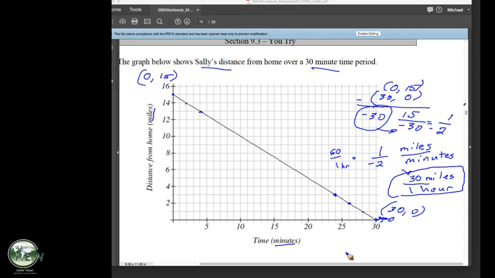Anyone else getting tired? Slope is kind of sinking in.